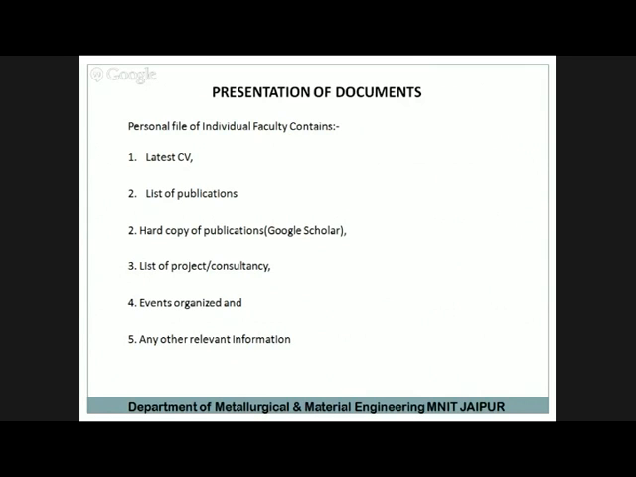You know that there is Google Scholar. From Google Scholar, you can download how many papers you have published, what is the number of citations for your papers, and what is the date of indexing for each paper. List of projects and consultancy. How many projects or how many consultancies do you have? Events organized, any other relevant information. Have you organized any kind of workshop, any kind of conference, or have you called any industry person or person from academia for a guest lecture?